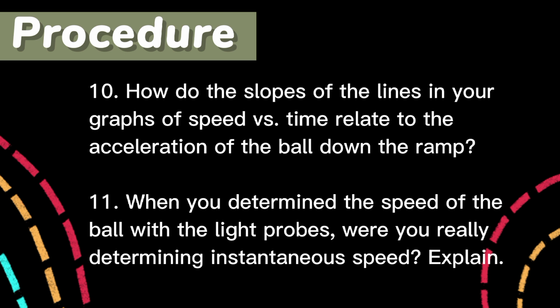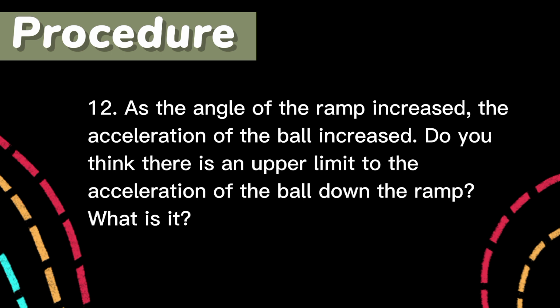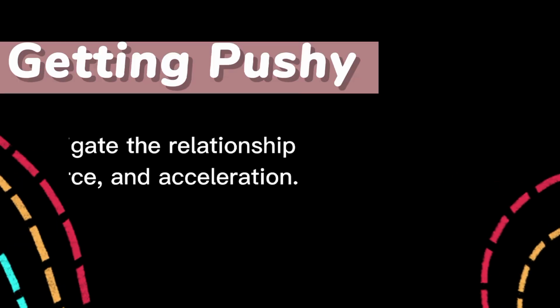Question number 11. When you determine the speed of the ball with the light probes, were you really determining instantaneous speed? Explain. Question number 12. As the angle of the ramp increased, the acceleration of the ball increased. Do you think there is an upper limit to the acceleration of the ball down the ramp? What is it?